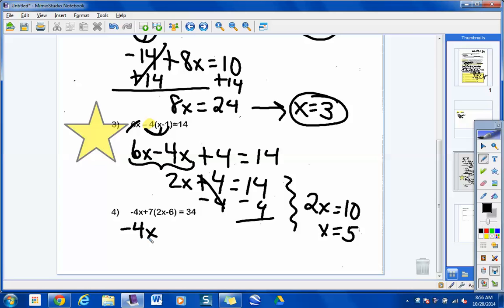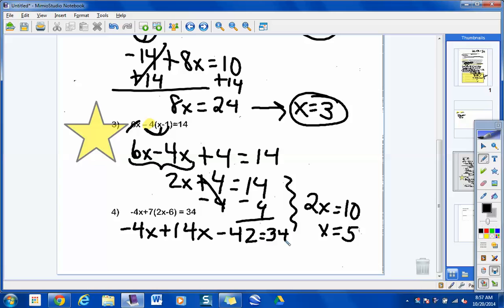Well, I don't want to do this. We got to distribute, don't we? Oh yeah. So 14x. What's after that? 7 times what, gang? 6. What kind of 6? Negative 6. So subtract how much now? What's 7 times 6? 42. What's that equal on the right? 34.